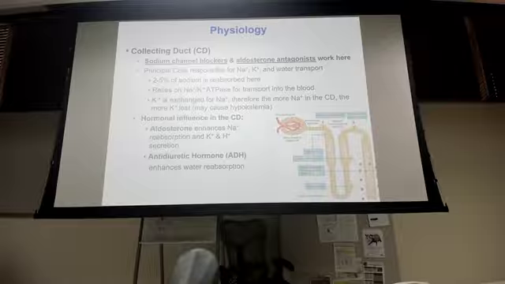Potassium-sparing diuretics are going to work here by blocking aldosterone. Why? Because we just said that the collecting duct is under control of the hormone aldosterone. So potassium-sparing diuretics block the aldosterone receptors, or they can block the sodium channels there directly.